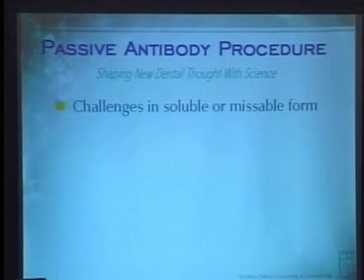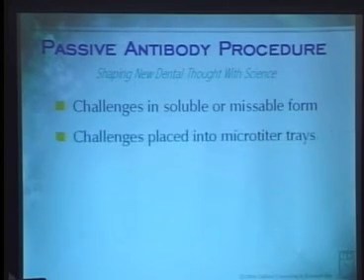Challenges need to be in a soluble or miscible form. Believe me, if you ever tried to get hexane, polyether, or xylene into a soluble or miscible form, we have a few trade secrets there. It takes some doing. It is not simple, but that's what it has to be for immune testing.